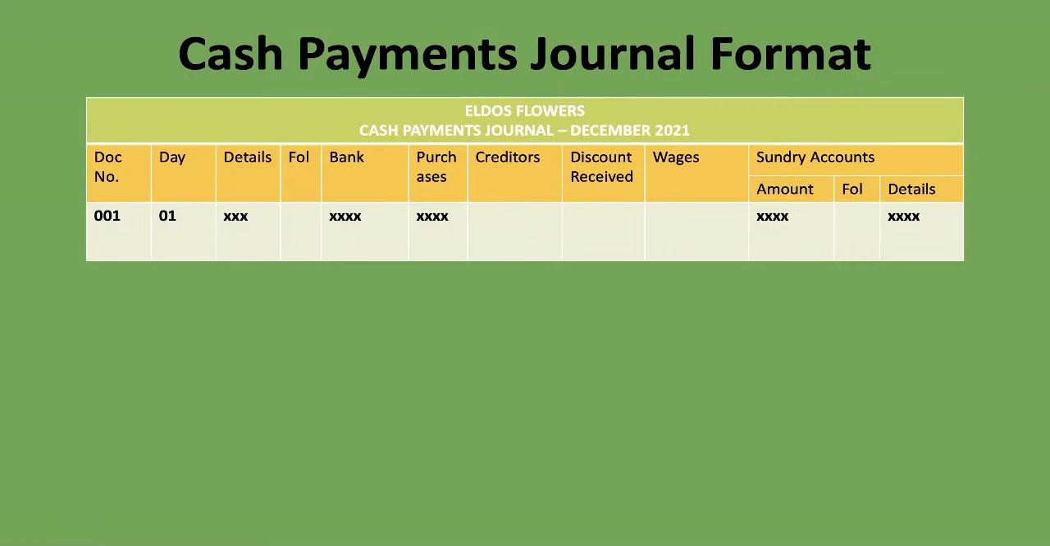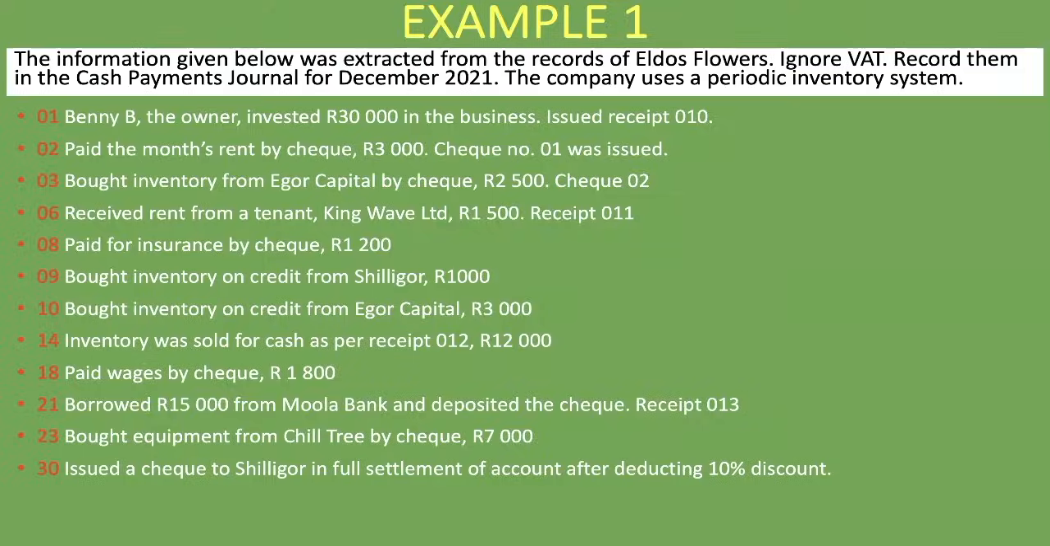So now that we know the format for the cash payments journal, let's go through an example in completing it. Here is the example. We're told that the information given below was extracted from the records of Eldo's Flowers. Ignore VAT. So here we are going to ignore VAT. We have done another lesson on the cash payments journal where we have to take into account VAT. You'll find it in the link in the description as well. We are asked to record them in the cash payments journal for December 2021.